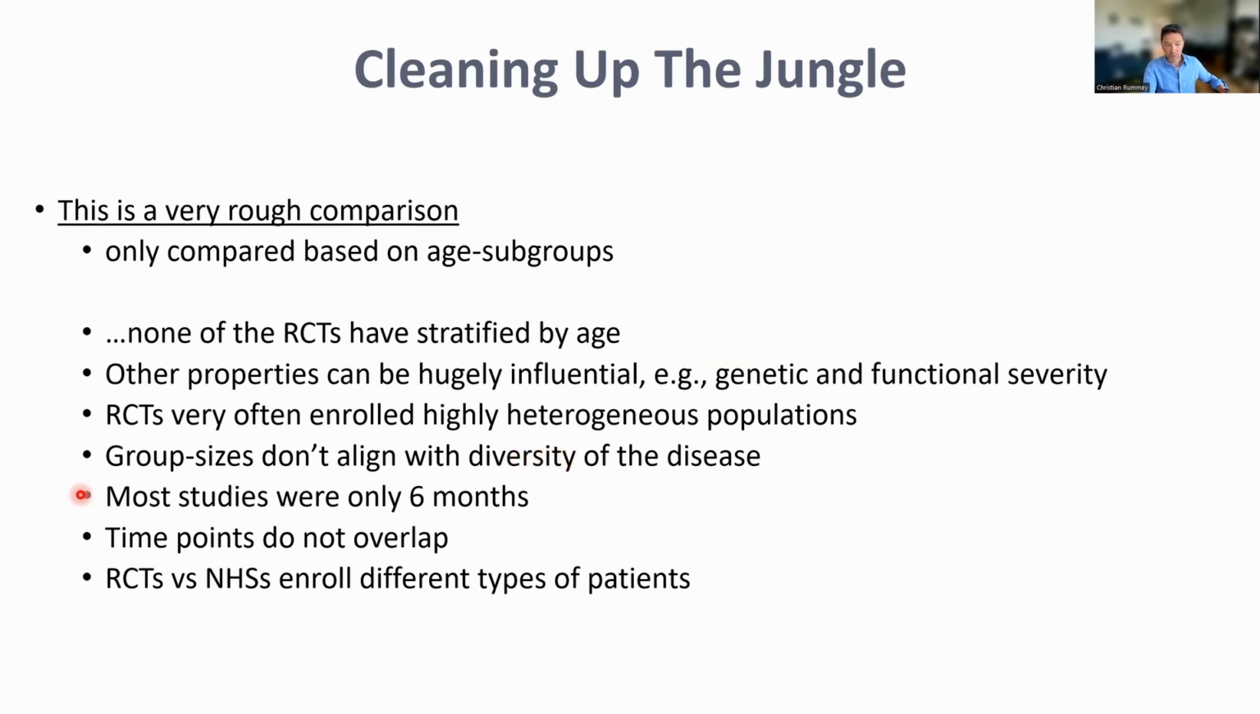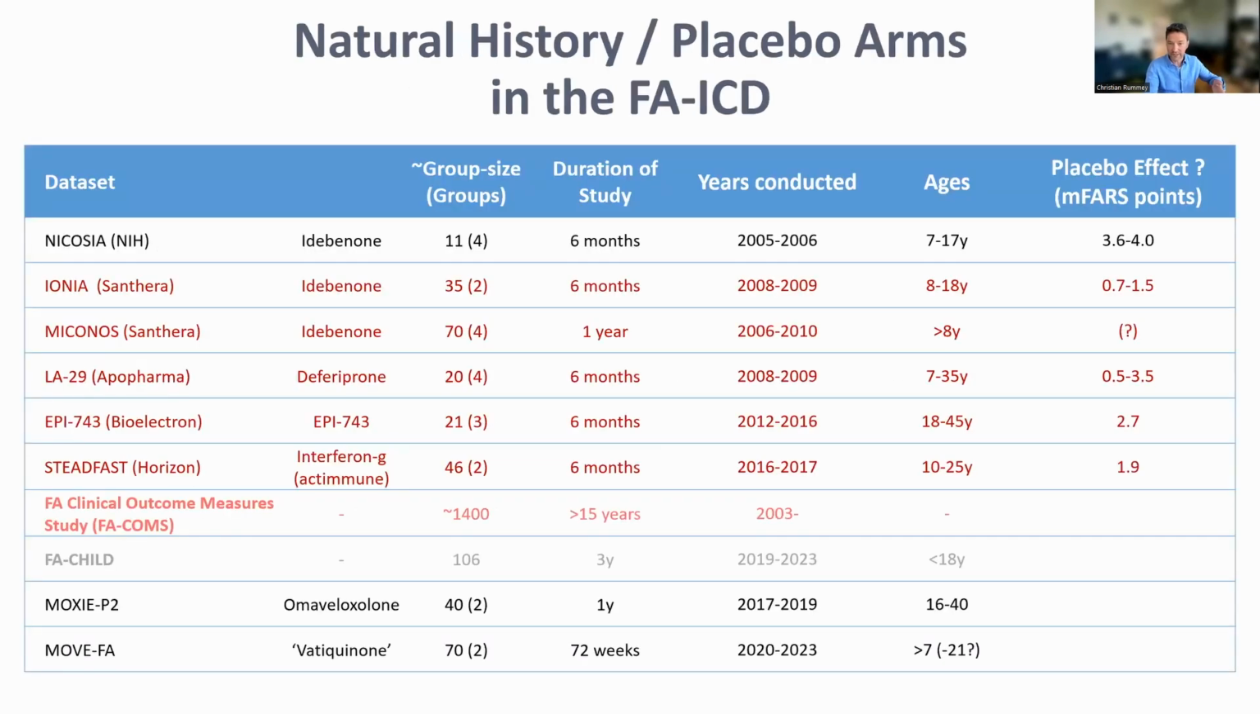Then they were too short. The time points don't really overlap in natural history studies. The big studies usually have 1 year intervals, and we have different patients. So I wasn't happy with this. So I went to the real data we have in the FAICD. As you know, there is a database where sponsors can donate their placebo group data. And for these studies, that's what's been done. And I've directly looked at those results.